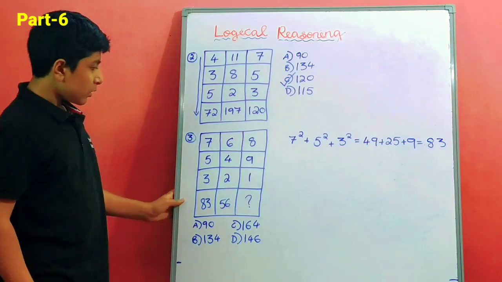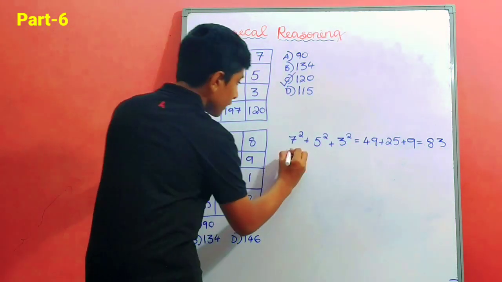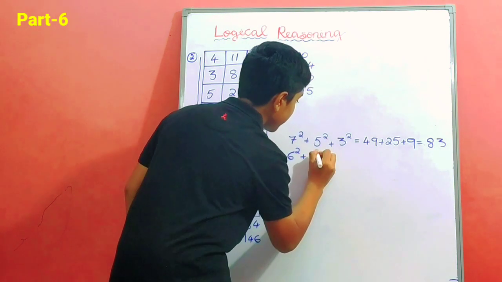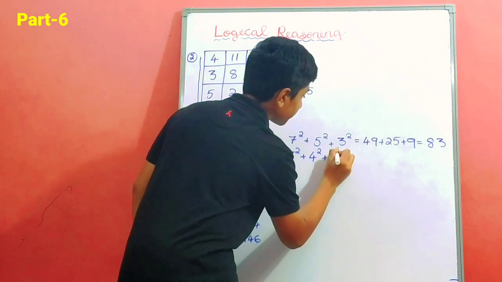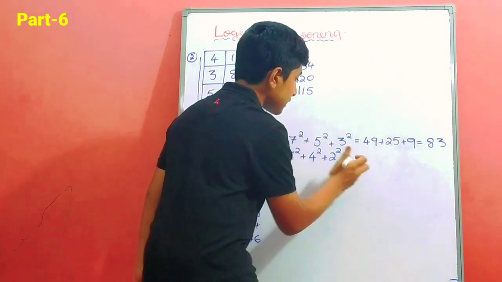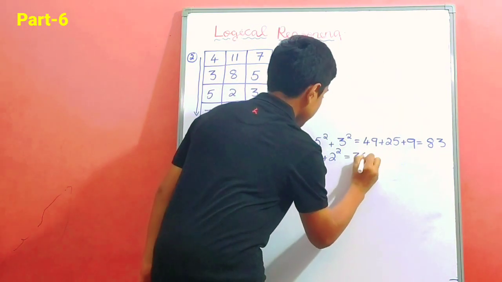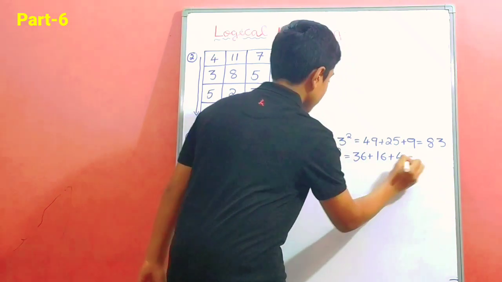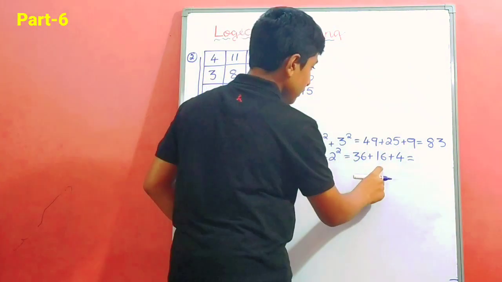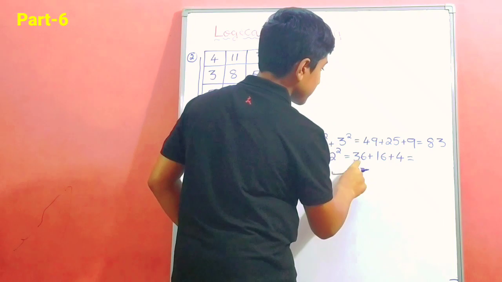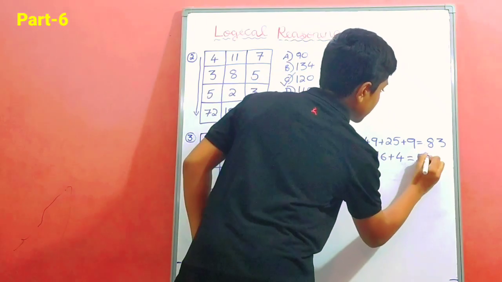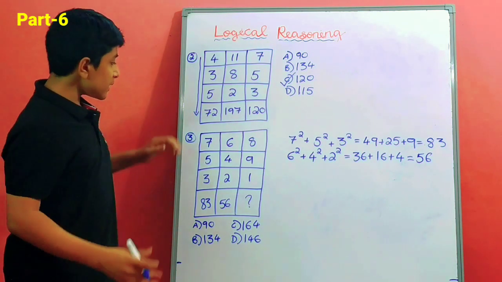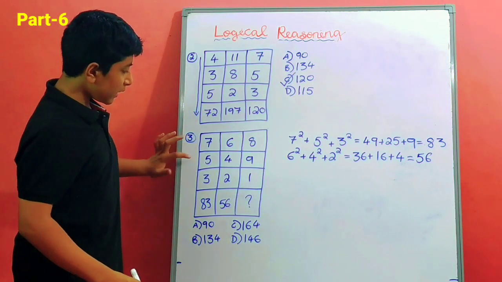We'll get 83. In the same way for the second one, we have 6 square plus 4 square plus 2 square. So it will give us 36 plus 16 plus 4. So it will give us 56. 16 plus 4 is 20, 20 plus 36 is 56. So we got the logic here, that is we have to add the squares of all the numbers in the first 3 rows.